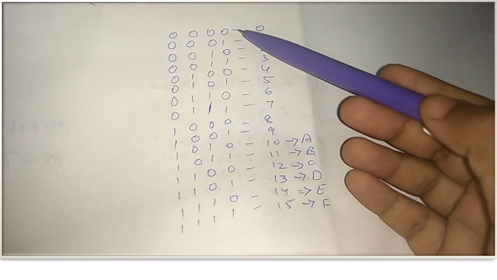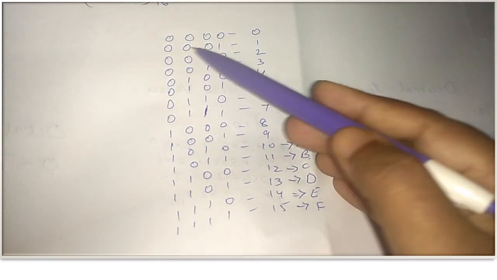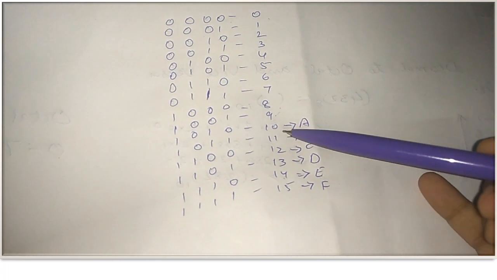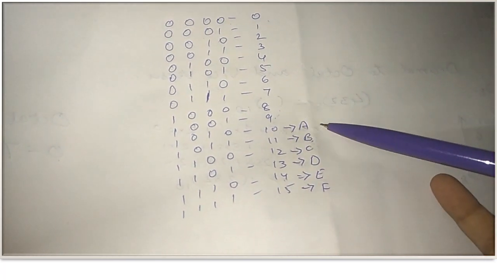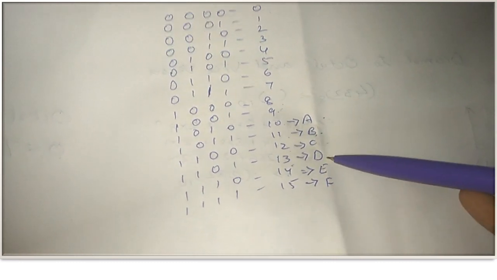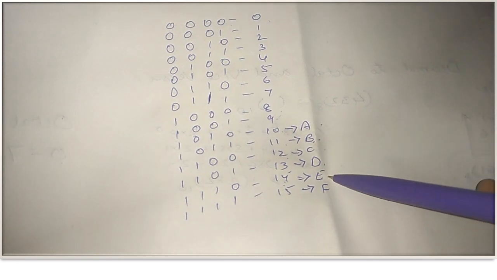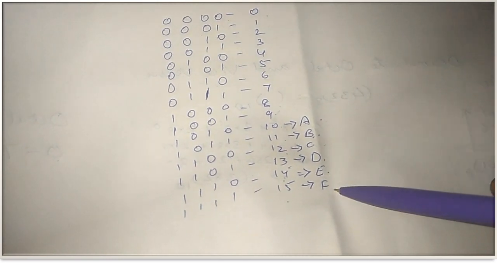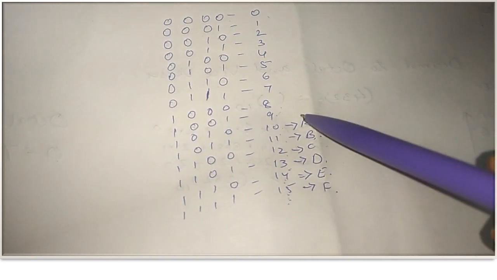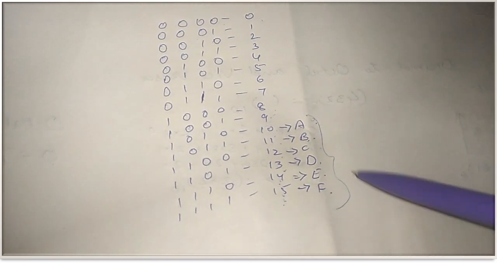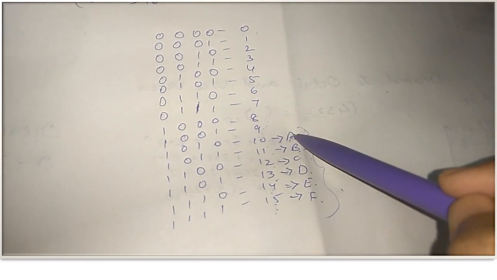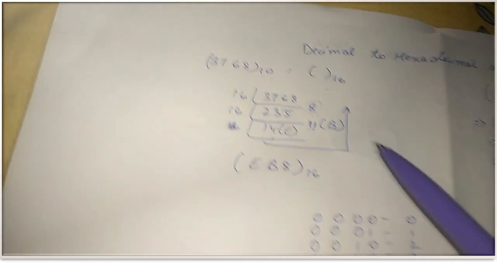The digits are 0, 1, 2, 3 up to 9. After that, when 10 starts, 10 is denoted as A, 11 as B, 12 as C, 13 as D, 14 as E, and 15 as F. This thing you have to remember. From 10 to 15 you have to write alphabet letters. You don't need to write 11 or 12. Okay, you have to write the alphabets instead of 10. So just write it.